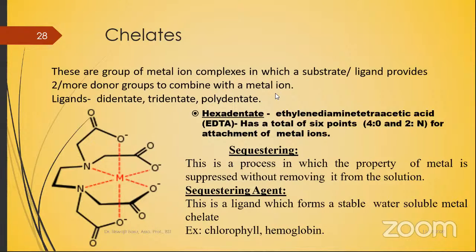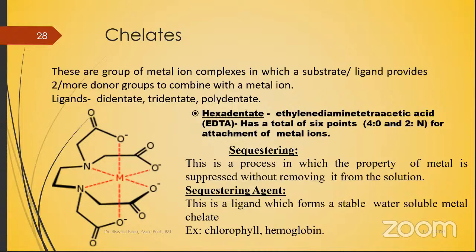Now here, see that hexadentate ethylene diamine tetraacetic acid has a total of 6 points for attachment to the metal ion. Here we see the 6 points of attachment: 1, 2, 3, 4, 5, and 6. This is a process in which the property of the metal can be suppressed without removing it from the solution. That's why it is also known as the sequestering process. So what is sequestering? It is a process in which the property of a metal is suppressed without removing it from the solution.